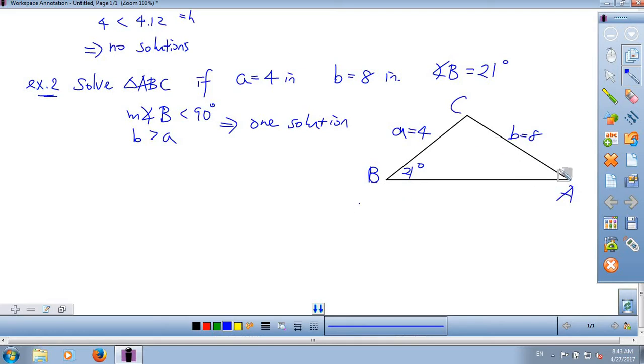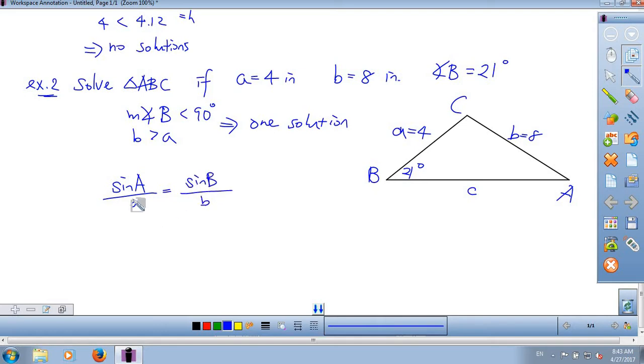So we need to solve for angle A, angle C, and side C. How do we solve it? We use the law of sines. First of all, we have side B and angle B with side A, but we don't have angle A. So what we can do is set up sine A over A equal to sine B over B.